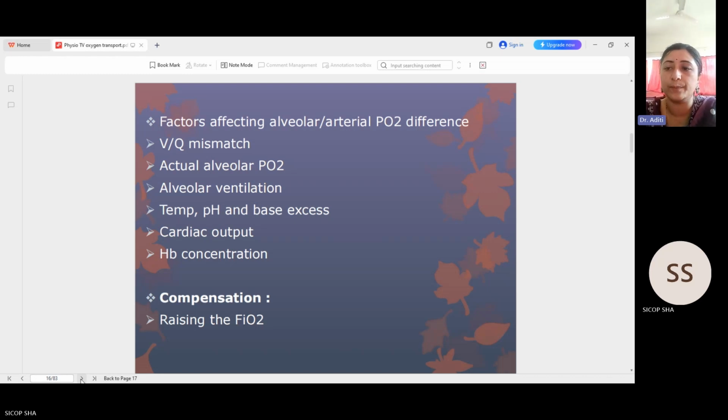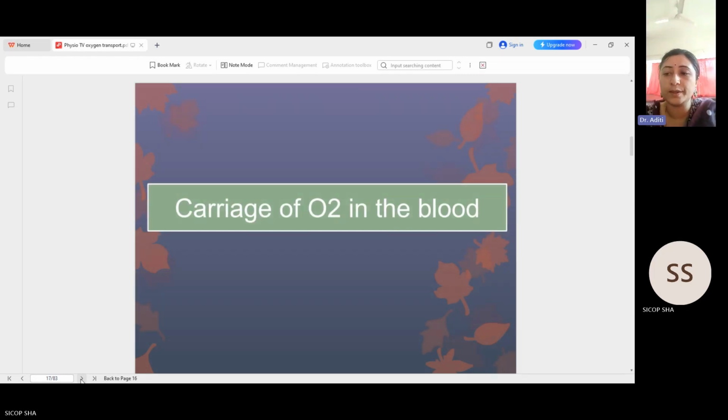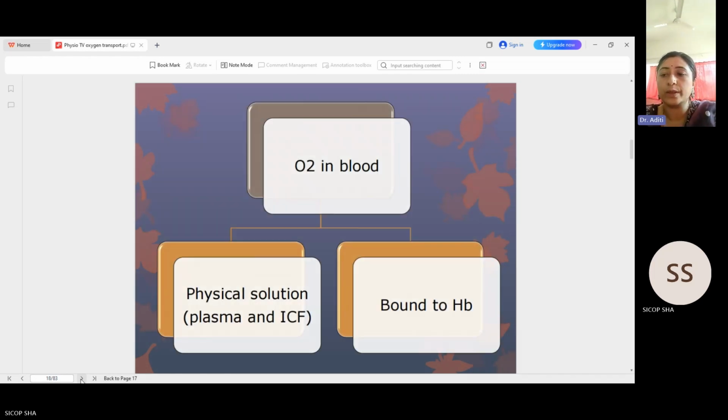of the oxygen that is delivered. Now let's discuss how oxygen is carried in blood. It is carried in two forms, either in the form of physical solution, in plasma and intracellular fluid, or it can be bound to the hemoglobin. So physical solution is in plasma and intracellular fluid, and a reversible chemical combination is with the hemoglobin.